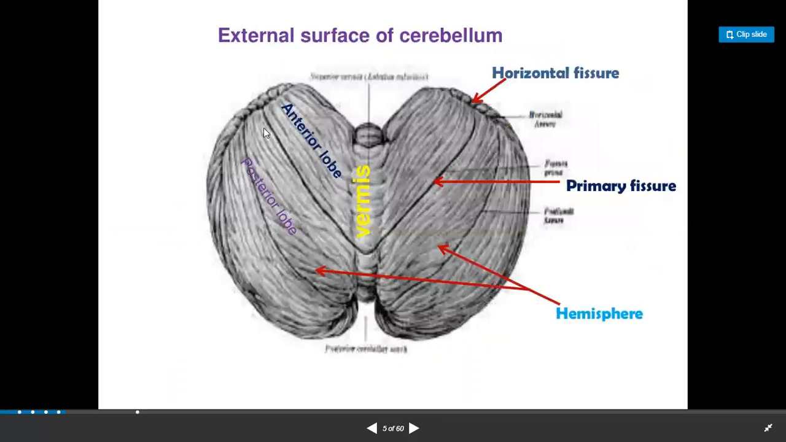Now see, this is the primary fissure, and this is the horizontal fissure. The primary fissure, which is viewed from the superior aspect, divides the cerebellum into the anterior lobe and posterior lobe. This is the right cerebellar hemisphere. This is the left cerebellar hemisphere. Between the two hemispheres, we have the vermis.